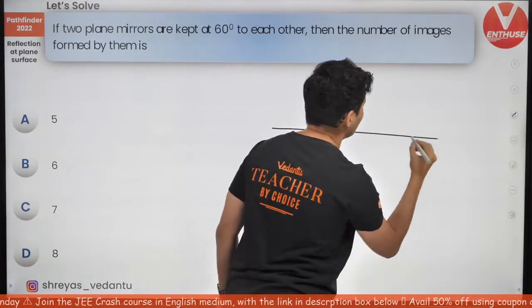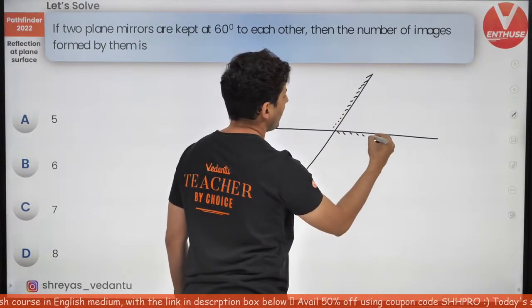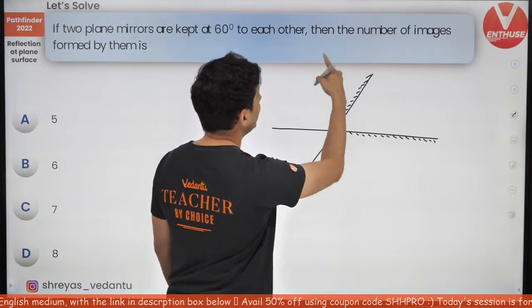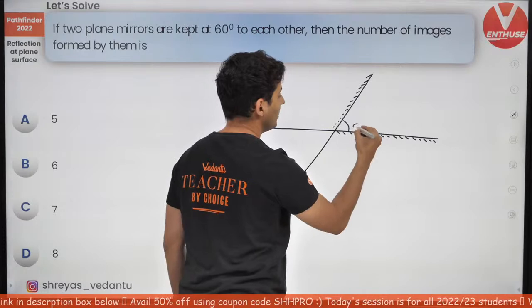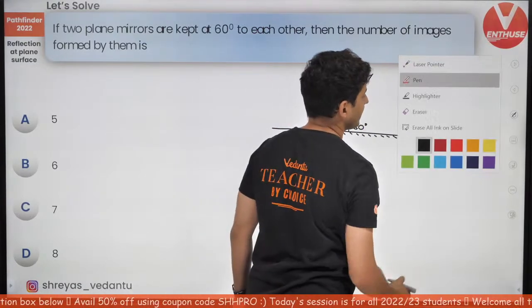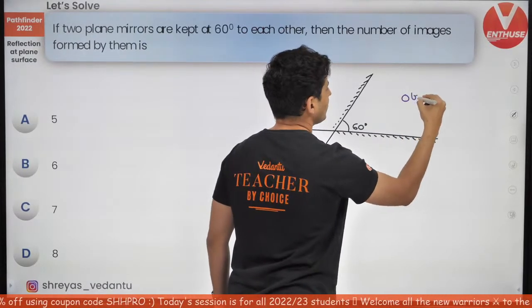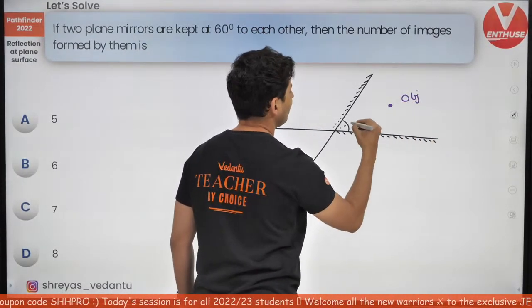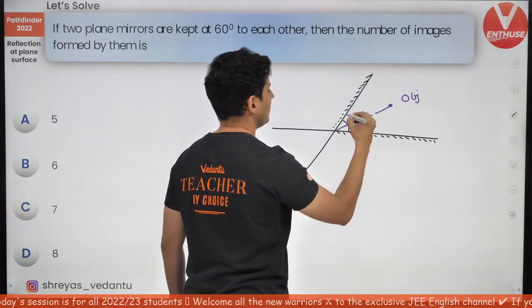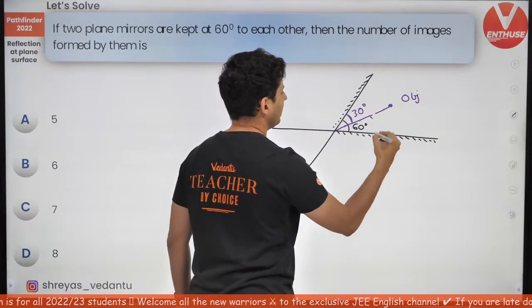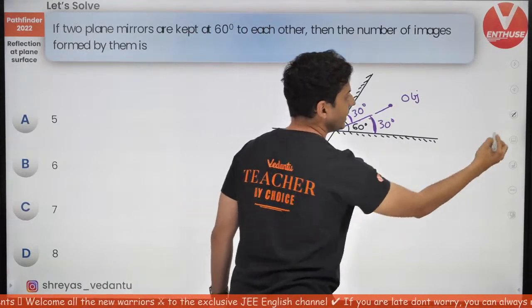Okay. So let me just draw the mirrors. I will just draw the extended lines like this. So this is the mirror, and the mirrors are kept at an angle of 60 degrees. So this is basically your 60 degrees. Now let's start with it. Let's say our object is over here. Let's say for simplicity, let's keep it at 30 degrees. This is your 30 degrees and this is also your 30 degrees.